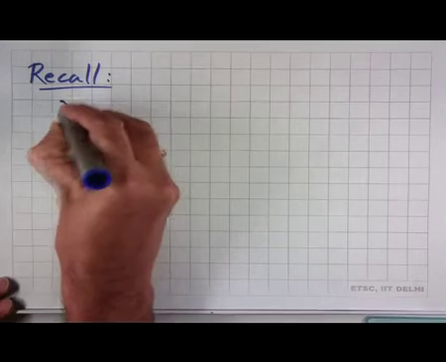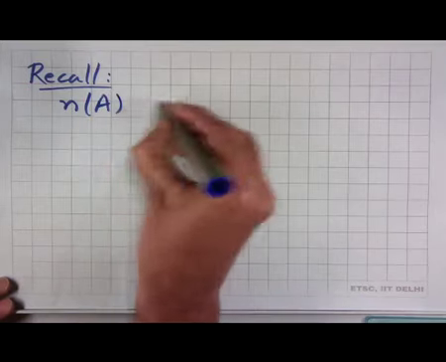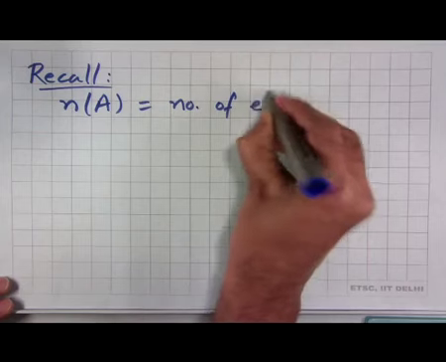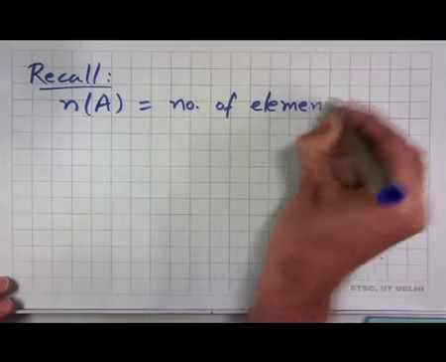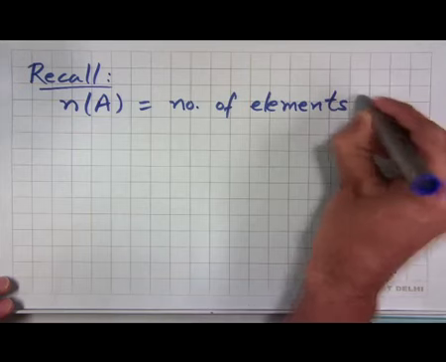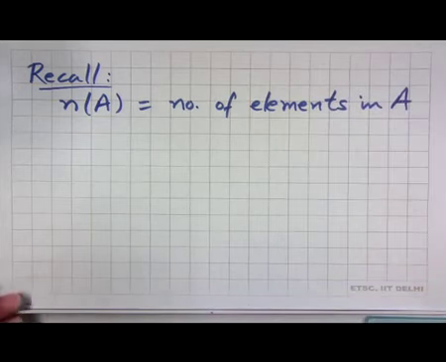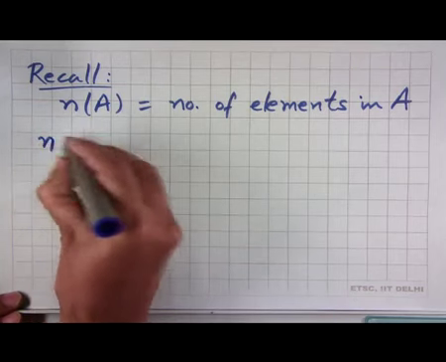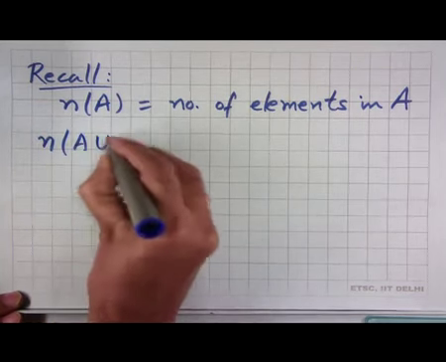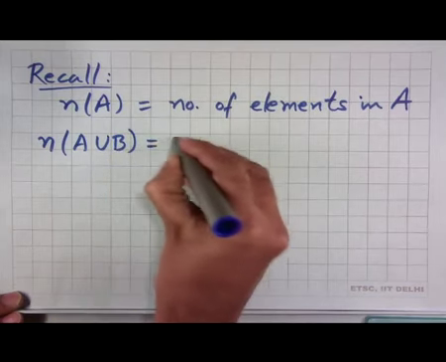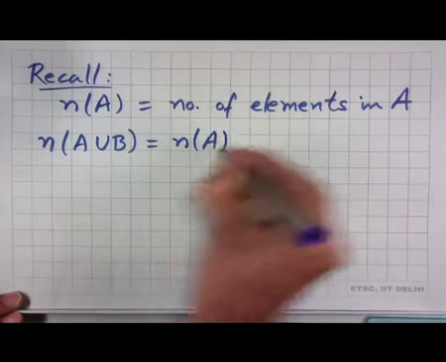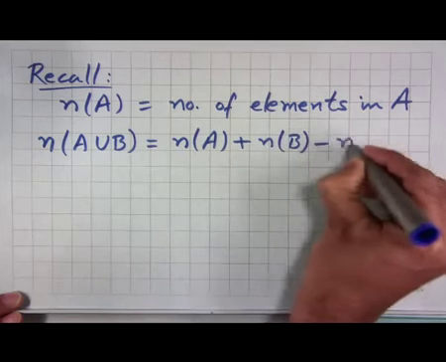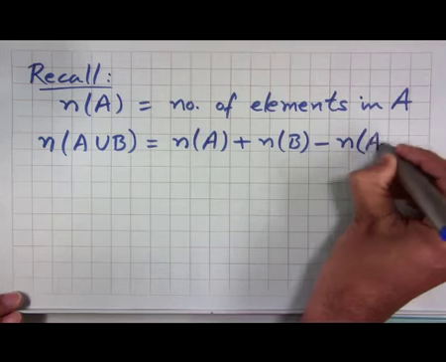Let me first recall, if n of A is the number of elements in the set A, then for given two sets A and B, the number of elements in the union is given by n of A plus n of B minus n of A intersection B.